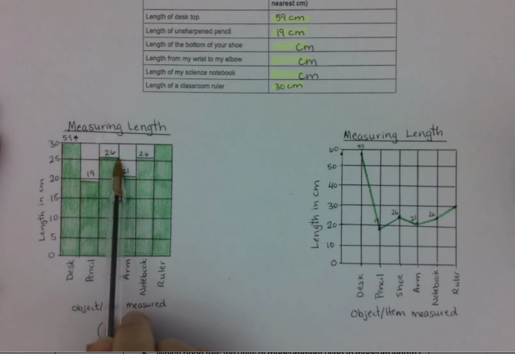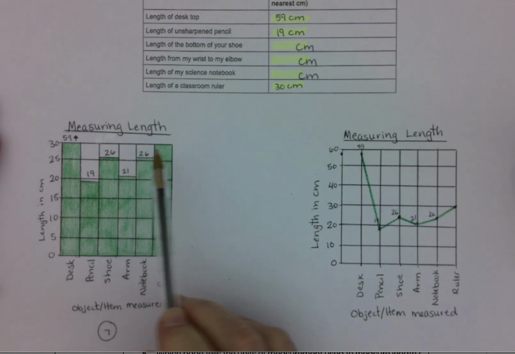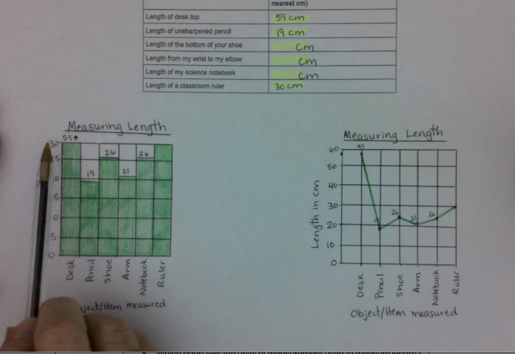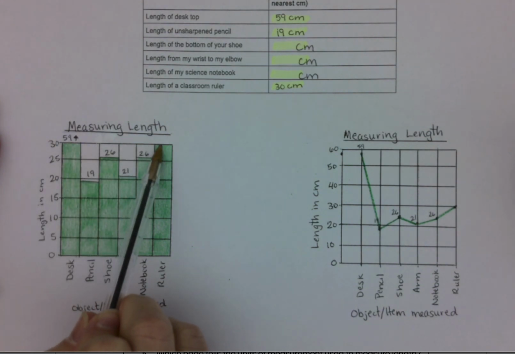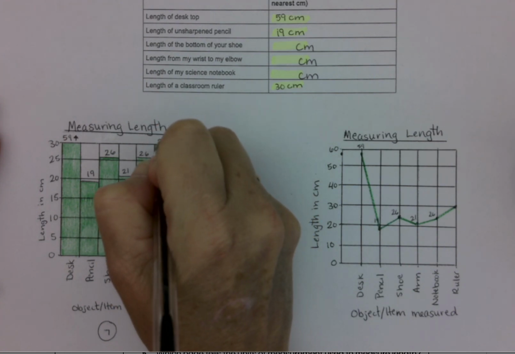The 26 was above a line. My measurement for 21 was above a line. The ruler was exactly 30, which is exactly this 30 line, so you don't have to write on there. If you feel the need to do it, you absolutely can.